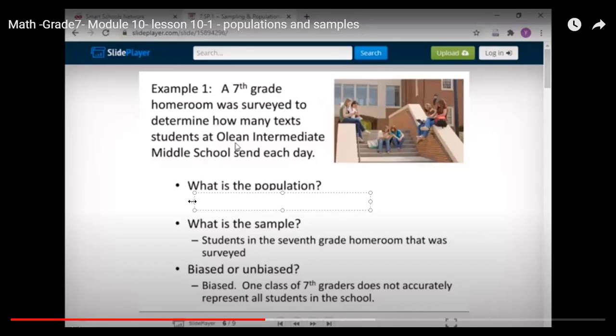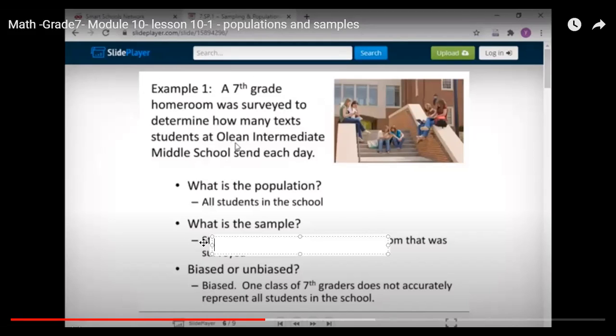So the population in this one, it will be what? The school, the students in the school, right? The students in the school. But he selected what? Only grade 7. Very good.